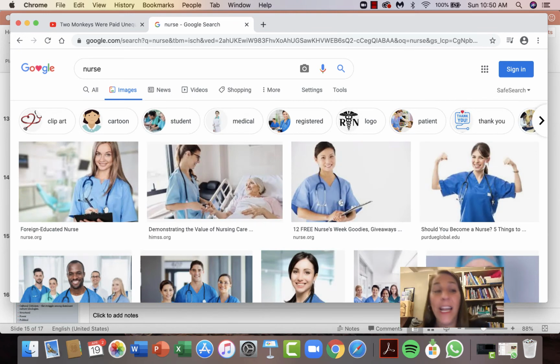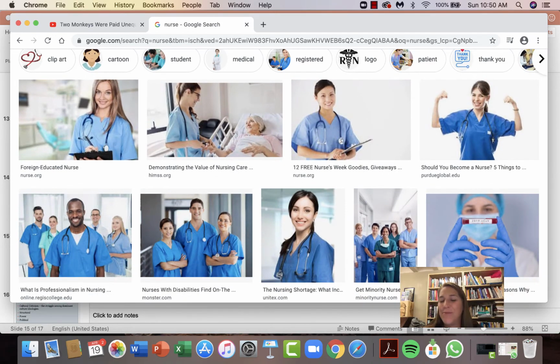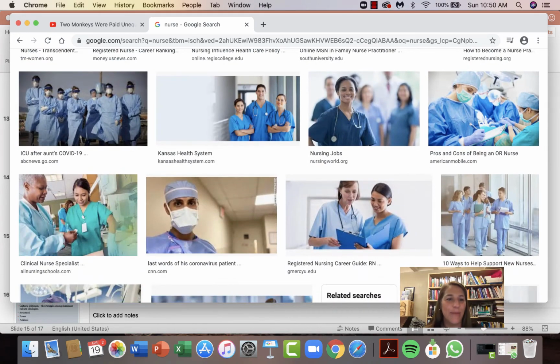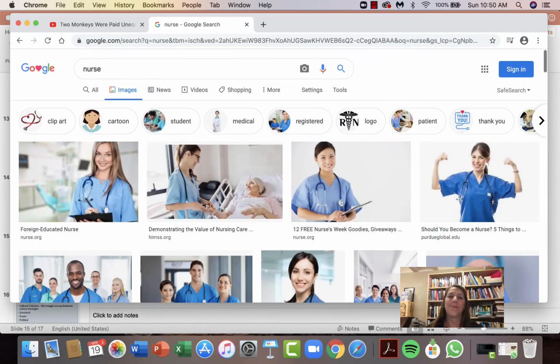Call me a fool again. Mostly I put in nurse, we see women. We do have male nurses, a lot of them quite frequently, but we're still seeing a lot of women here. So there you go. Feminist criticism right there based on pictures off of Google.